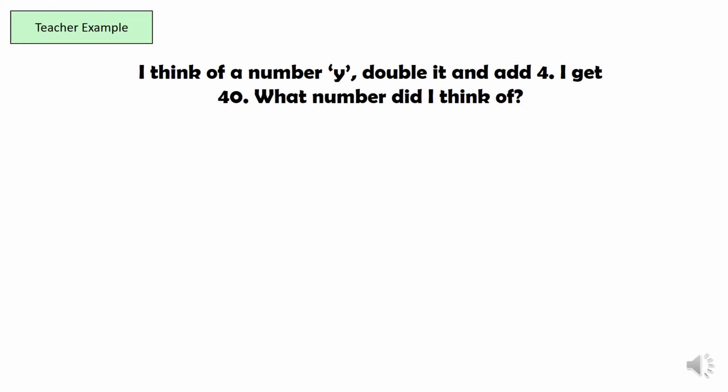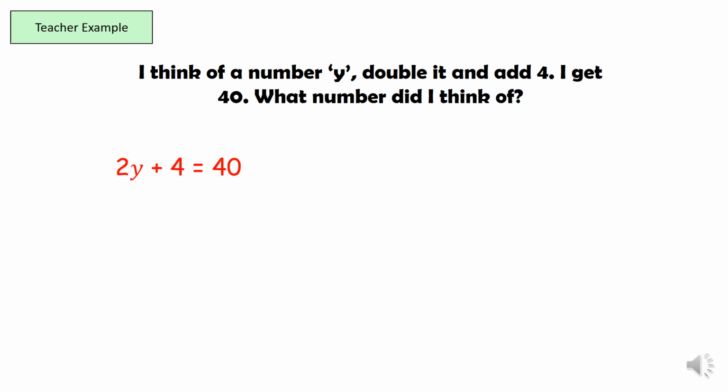So first things first, we need to create our equation. If we had y and we doubled it, that would become 2y. And then you added 4. So we would have got 2y plus 4, and then it said I get 40, meaning it equals 40. Okay, so we've made an equation here.